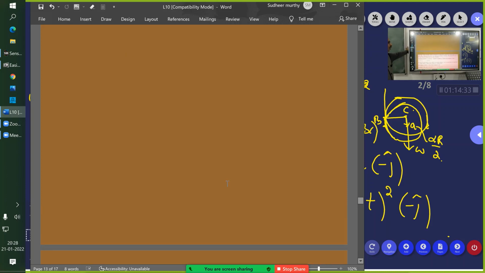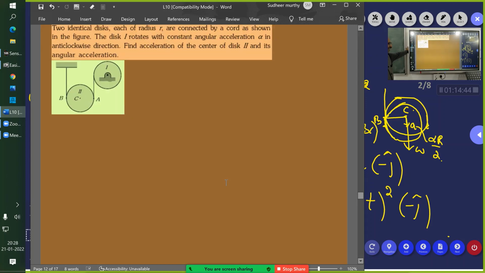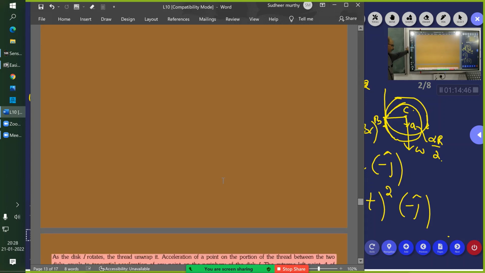That's all. What's the problem? Find the acceleration of the center of the disc and its angular acceleration. It is 8:30 now.